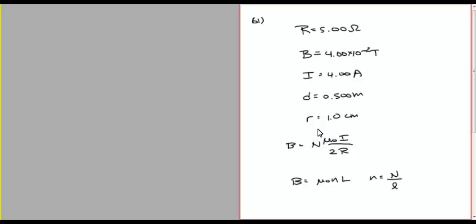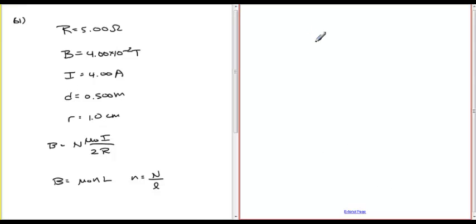And what else are we trying to find here? That's the number of turns, and probably something like the length of the solenoid. Now, one thing is, they're telling us it's copper. So if we go back here, think about this.